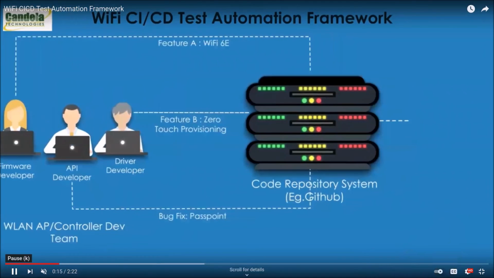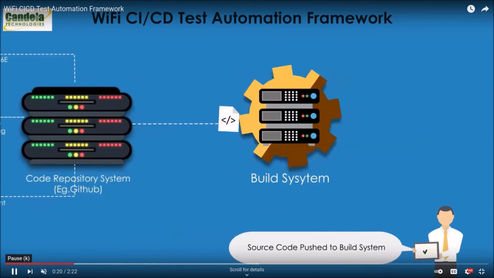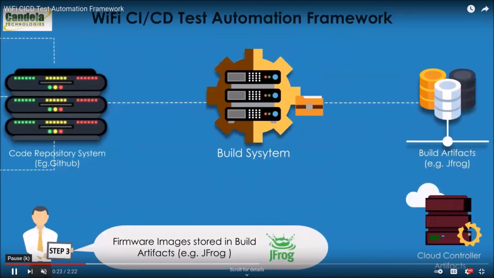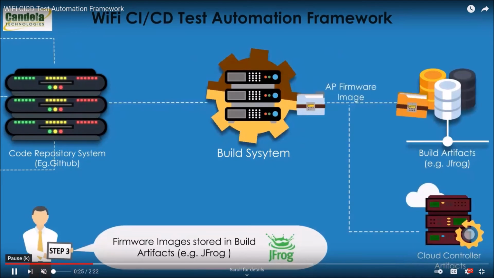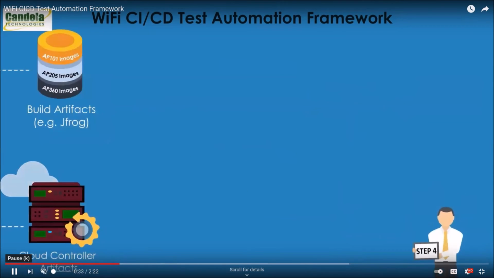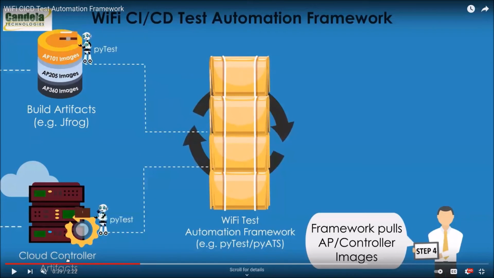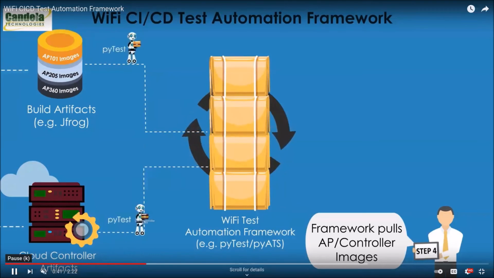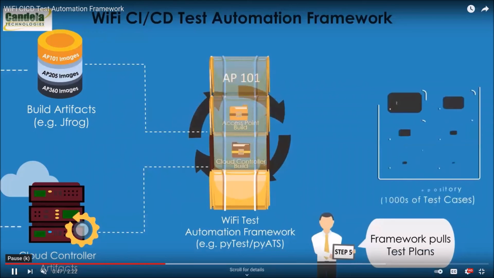Now, what happens immediately after that? We have a build system in the CI/CD which pulls the code changes and builds the different firmware images, stored in build artifacts. Build artifacts are stored in tools like JFrog, which is the most popular among them. Then we have cloud controller artifacts, AP artifacts, many different types of software artifacts. We have our test automation framework, which is PyTest. It pulls the image for different AP models, like AP 101, 205, 360. We load that image into our test automation framework, and then we go into the test repository, our test orchestrator test system.